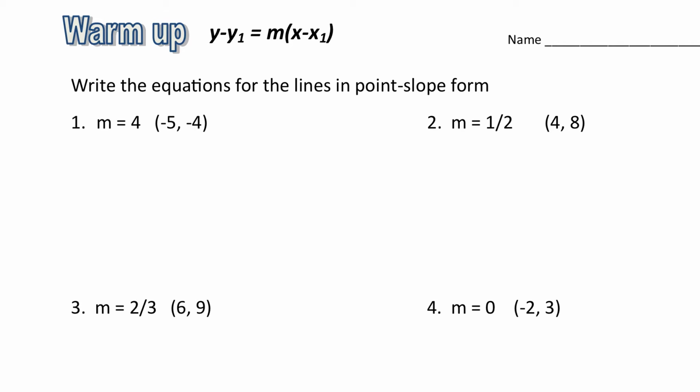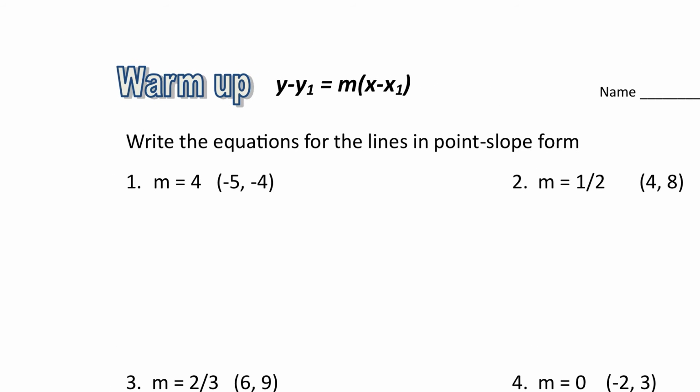Okay, so looking at number 1 up here, we're taking this information and plugging it into the point slope form, which is right here: y minus y1 equals m times x minus x1. So the slope m is going to get put right there. The negative 5 is the x1, it's going to get plugged in right there. And then the negative 4 is the y1, it gets plugged in right there.